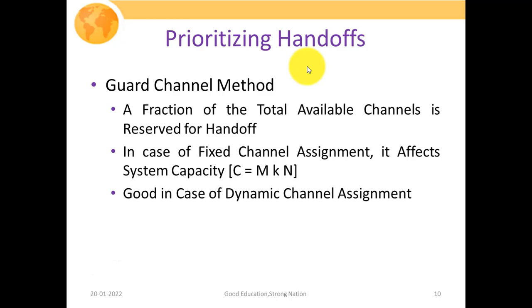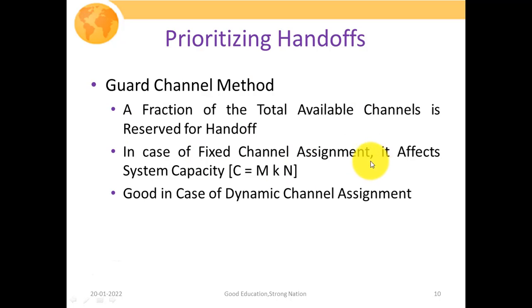This we have seen. So the point is how we are going to prioritize our handoff. The first method is the guard channel method. What it is saying is that a fraction of the total available channels is reserved for the handoff. Please keep in mind that in this particular scenario, out of the total number of channels available to us for communication, we are going to reserve a fraction of available channels for handoff calls only. That is, we will not take up new call requests on those reserved frequency bands.